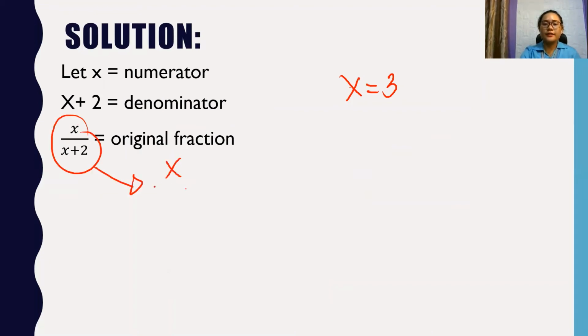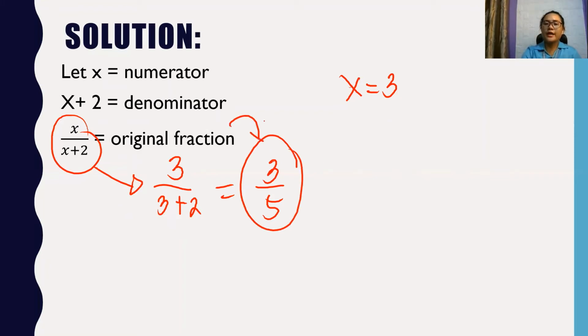So x is equal to 3, and then yung x daw papalitan ng 3. So 3 over 3 plus 2 is equal to 3 over 5. So the original fraction now is 3 over 5. So the final answer, okay, you're going to conclude that the original fraction is 3 over 5. Okay, I hope that is clear to everyone who's watching this.